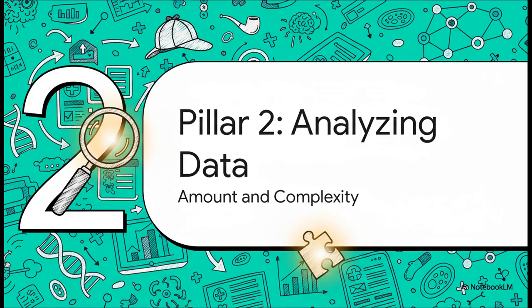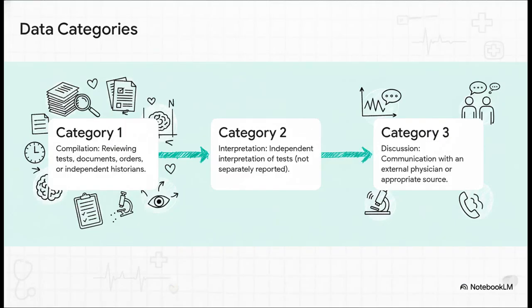Let's move on to pillar 2, analyzing the data. I like to think of this as the detective work of coding. It's all about piecing together the information the provider reviewed to make their decisions. So the guidelines break data into 3 clear categories. Category 1 is all about gathering info, reviewing old notes, ordering new tests, or getting history from somebody who isn't the patient. You know, like a parent or a spouse filling in the gaps. That's called an independent historian. Category 2 is for your provider's own independent interpretation of a test. And Category 3 is for when they discuss the case with another professional. Each one has its own points.